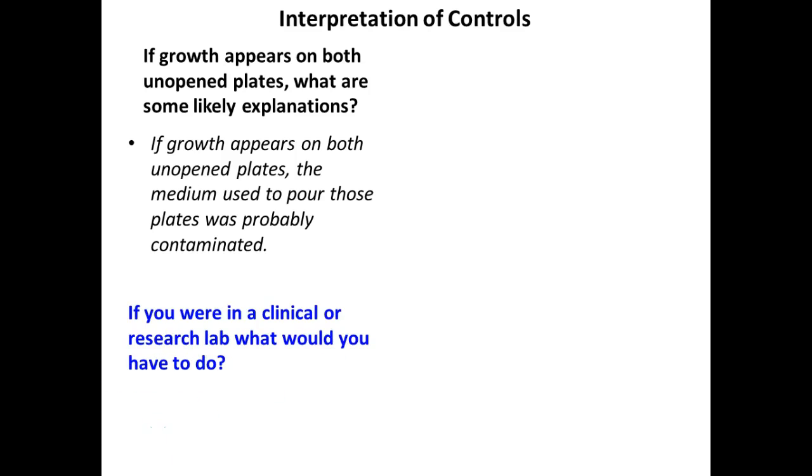So we know that when we look at those plates that say fingers, those bacteria came from the fingers, not from some type of contamination of our media, right? Which is important. So if you're working in a research or a clinical lab and we got growth on those plates, what would we have to do? We'd have to redo it, right? It would invalidate our results, would it not? We wouldn't know if that stuff came from the fingers or from the contamination of the media. We just wouldn't know.